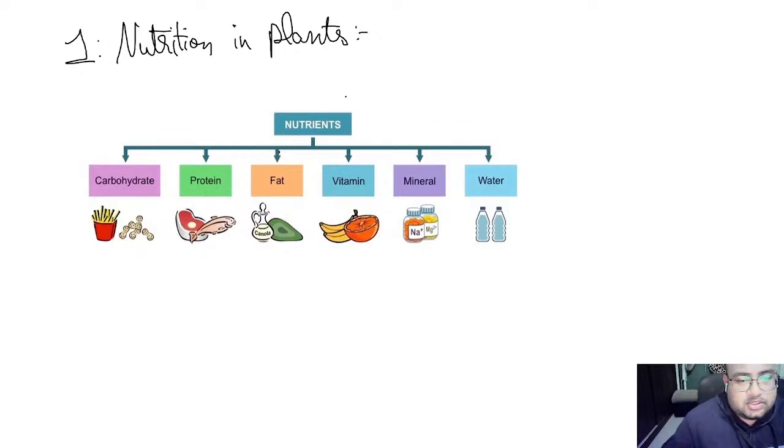Okay, students, write down what nutrients are. According to you, what are nutrients? Don't write carbohydrates, proteins, and all that. What are nutrients? How are nutrients useful for living organisms? Just write down.